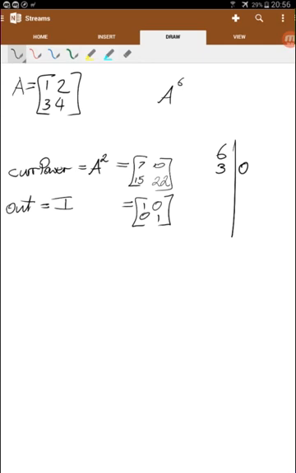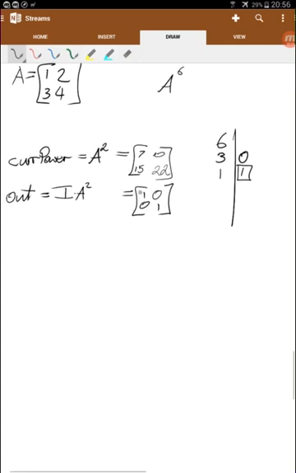Once we've done that, we then divide n by 2 again. 3 divided by 2 gives us 1, remainder 1. Because we've got a 1 as the remainder, we know that an a squared is part of our decomposition. So we would multiply this identity matrix by the a squared. We know that the identity times anything gives us that same matrix, so we get 7, 10, 15, and 22.